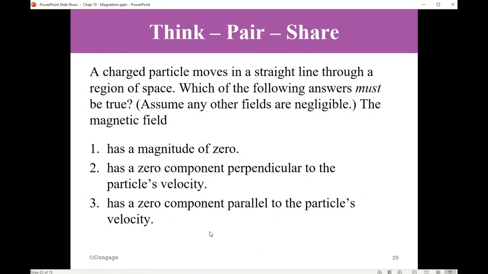A charged particle moves in a straight line through a region of space. Which of the following answers must be true? Assume any other fields are negligible, only the magnetic field. So if the charge moves in a straight line, what do we predict? We have these suggestions: the magnetic field has a magnitude of 0, has a 0 component perpendicular to the particle's velocity, has a 0 component parallel to the particle's velocity.